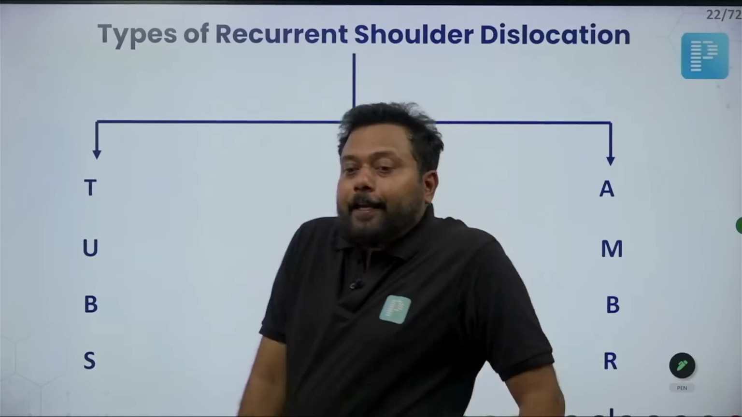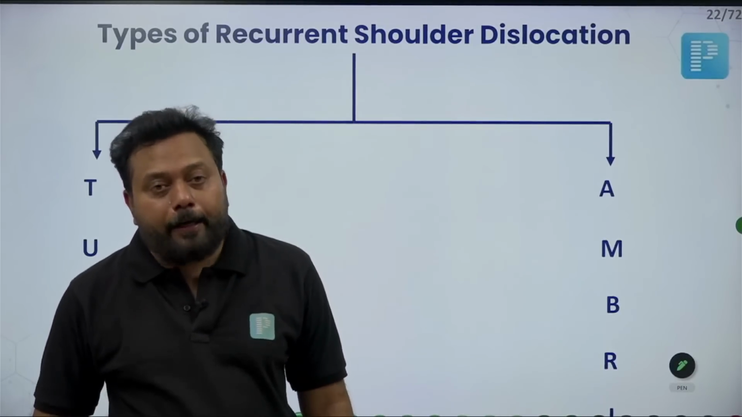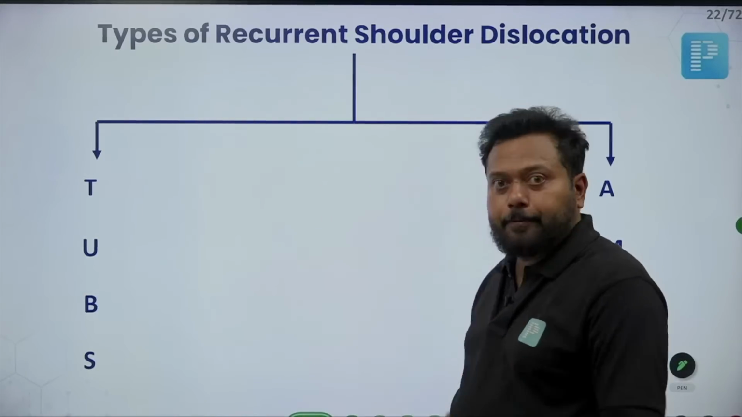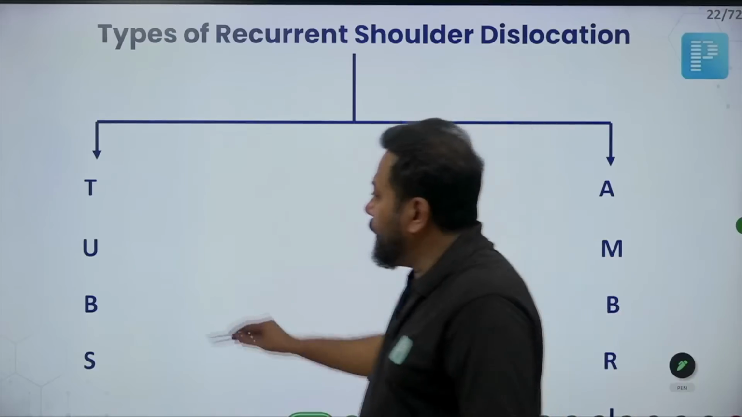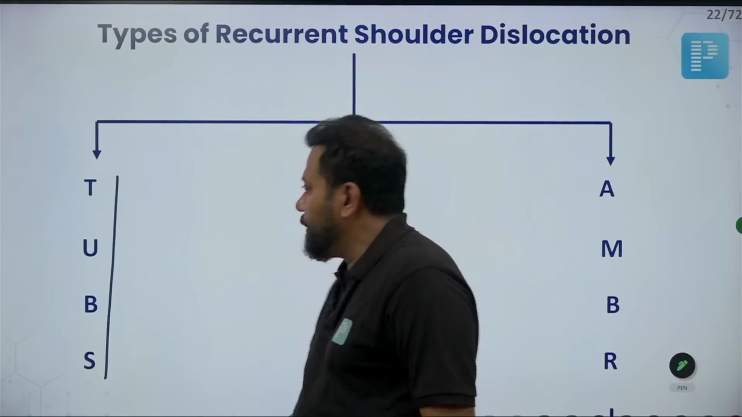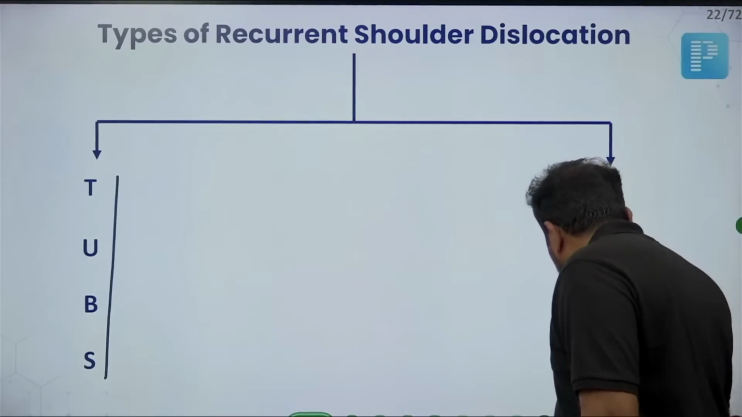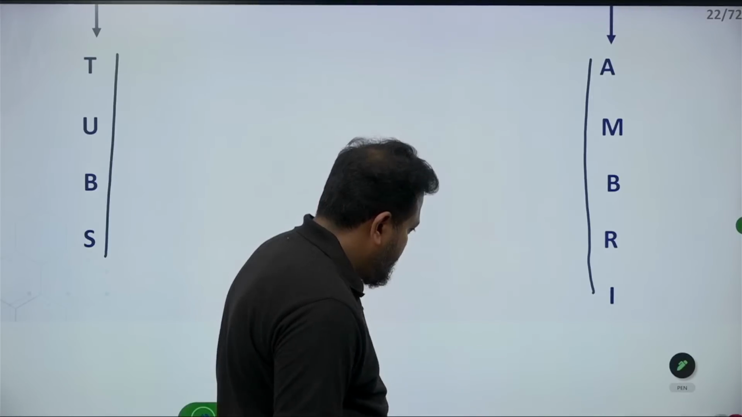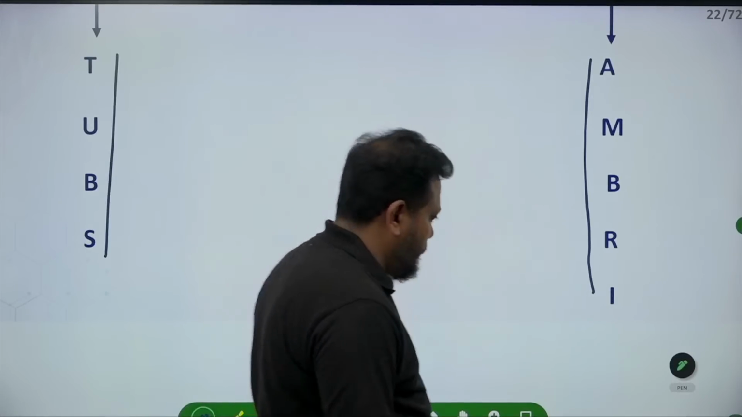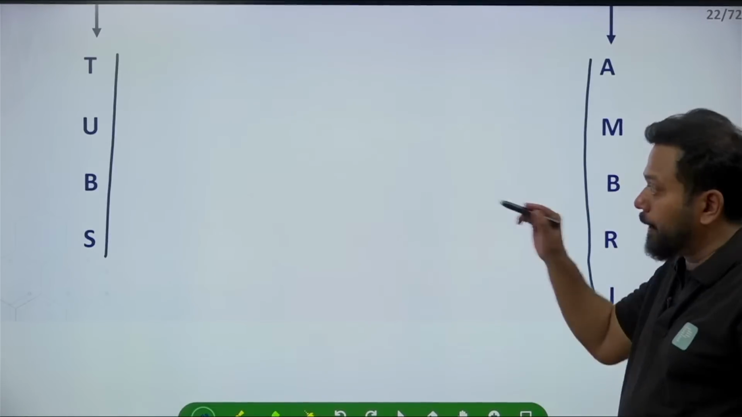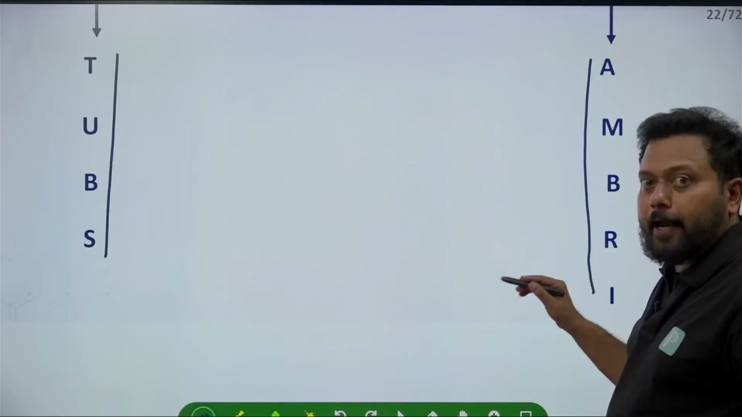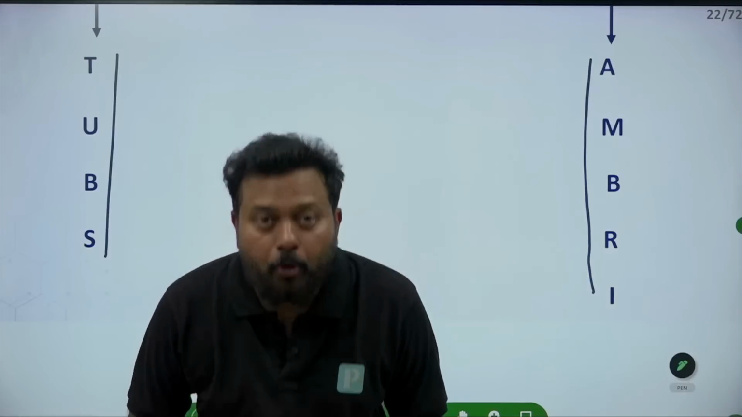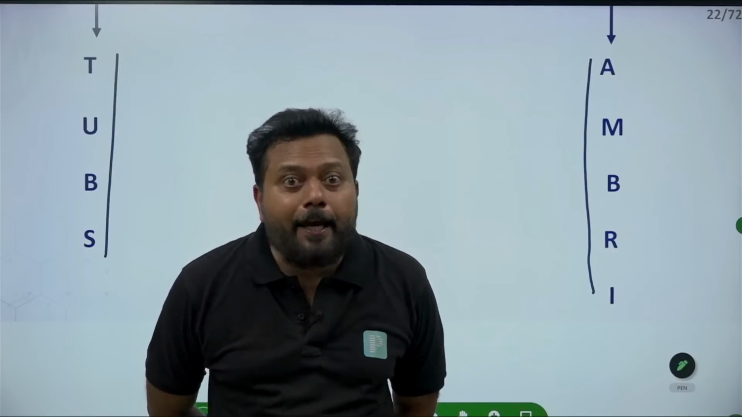Then, if it is a case of recurrent shoulder dislocation, it is divided into two types. One is called TUBS, another is called AMBRI. For your remembrance, I have given you a mnemonic. Whenever a recurrent shoulder dislocation patient comes to you, you should be able to differentiate whether it is a TUBS type or an AMBRI type.